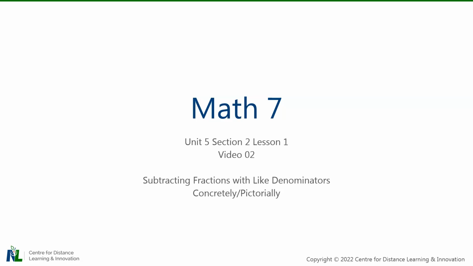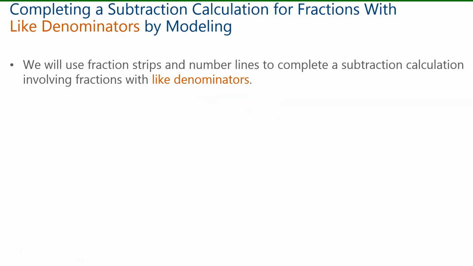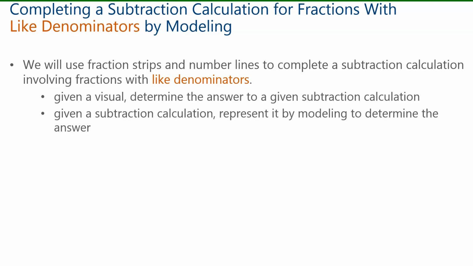In the second video of this first lesson for Section 2, we will continue our look at subtracting fractions with like denominators, concretely or pictorially. Here, we will use the fraction strips and number line modeling process to subtract fractions with like denominators. We will again give consideration to two types of questions. Given a visual, determine the answer to a given subtraction calculation, and given the calculation, we will represent it by modeling in order to determine the answer.